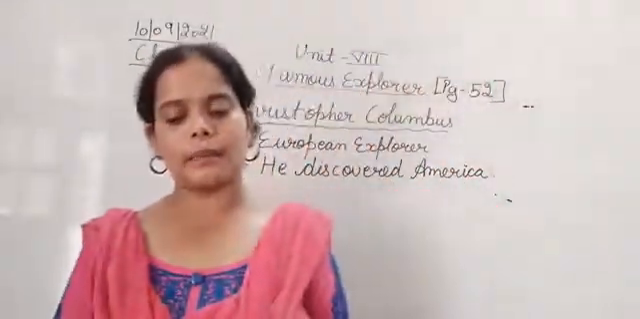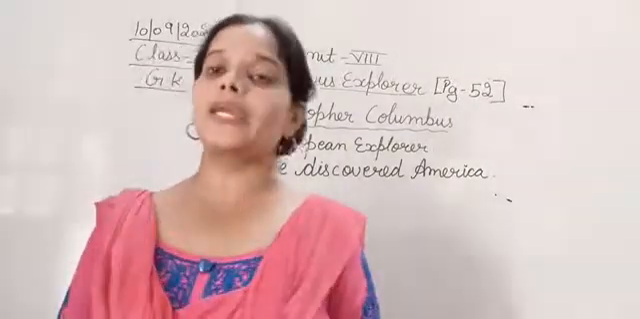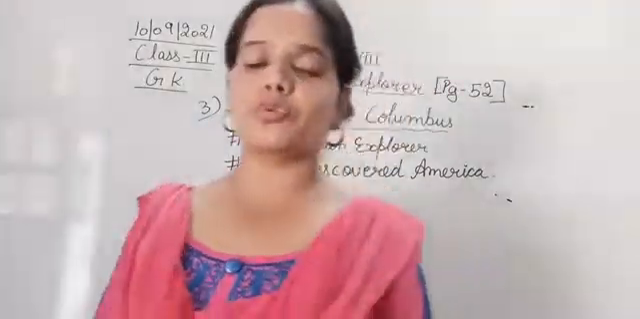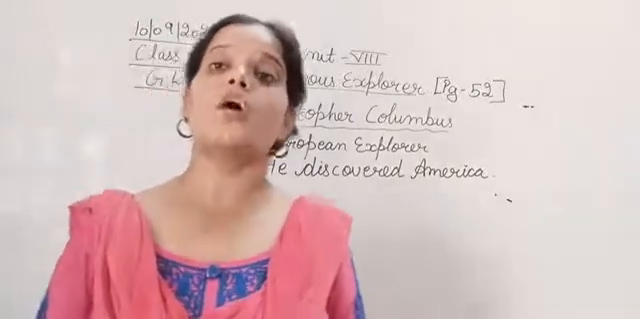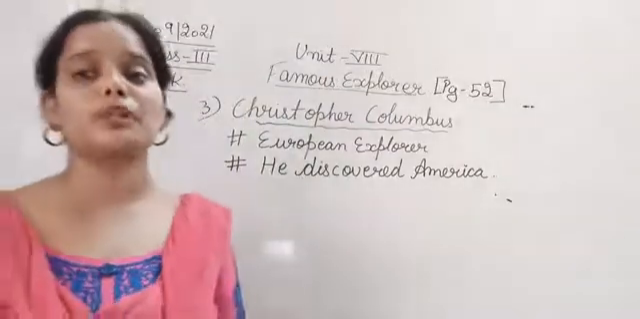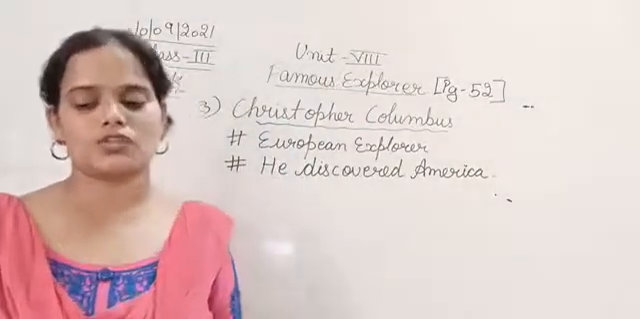Okay, he named the people he met. So the people he met there in America, he renamed as Indians because he wanted to explore the western sea route. Exploring the western sea route, he wanted to explore Asia. So that's why he renamed the people he found there as Indians. So he is Christopher Columbus.